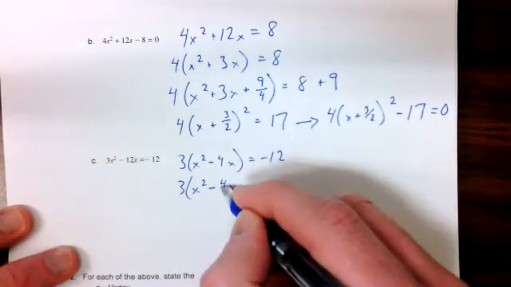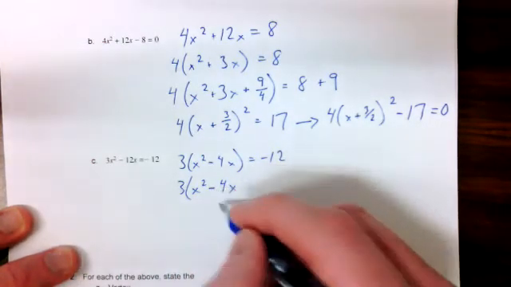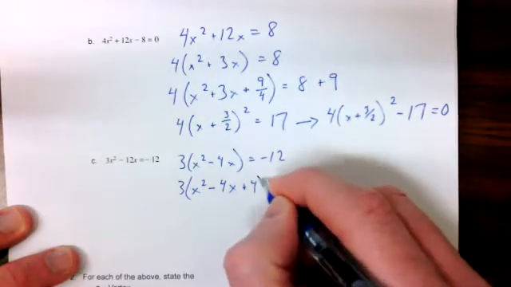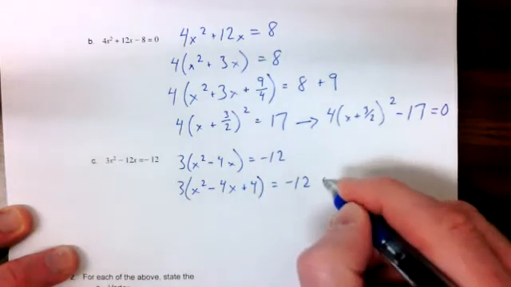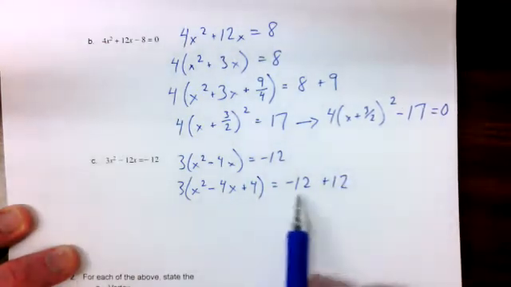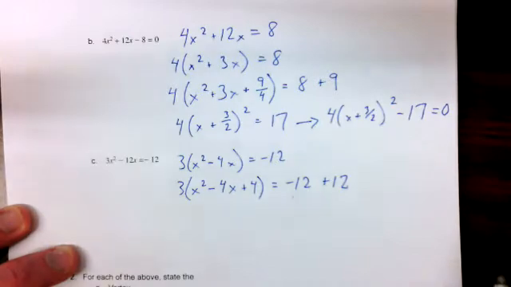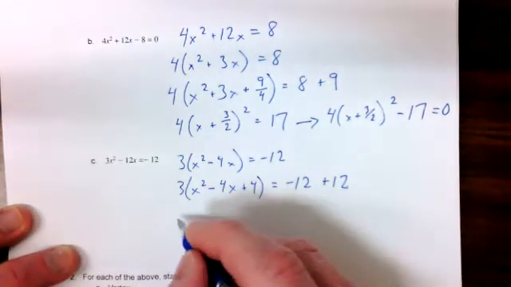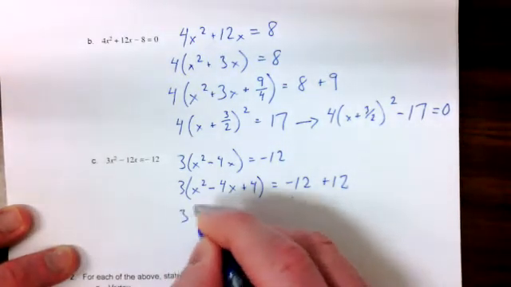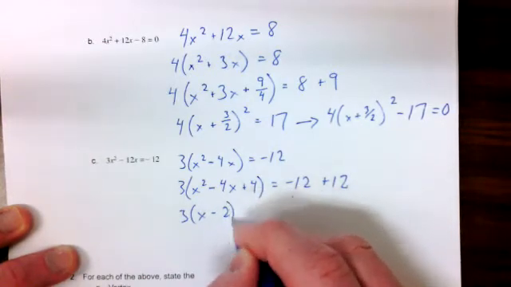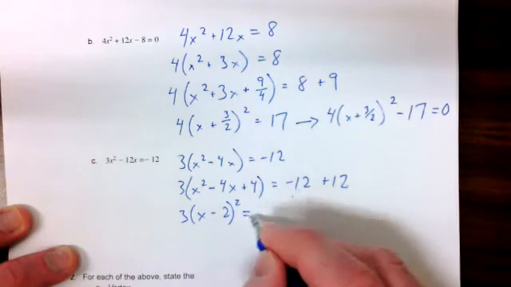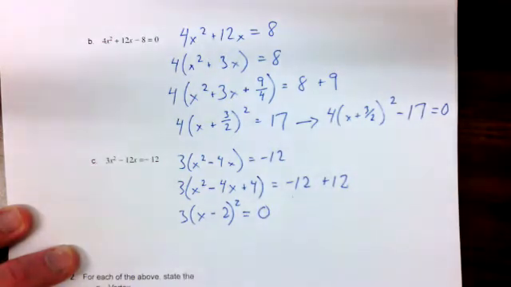minus 4x, negative 4 divided by 2 is negative 2. Negative 2 squared is positive 4 equals negative 12. So I've added 12 to the left side, so I'm going to add 12 to the right side. Looks like it's going to cancel. 3(x minus 2), negative there, square root of 4 is 2, squared equals 0. We're done. That's it. Because there's nothing to bring over. So it's done.